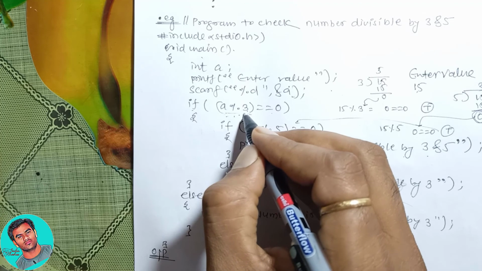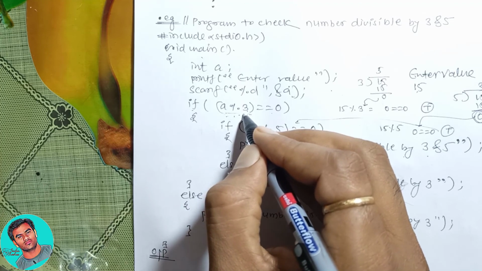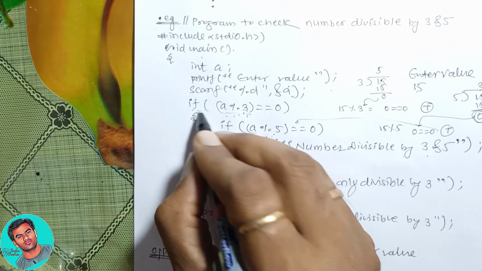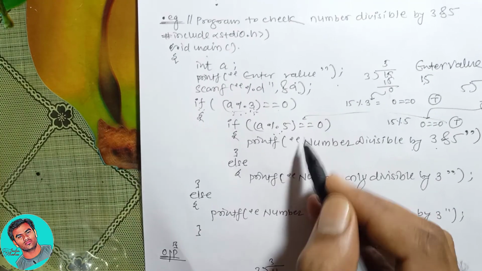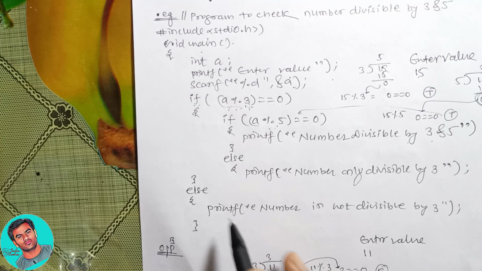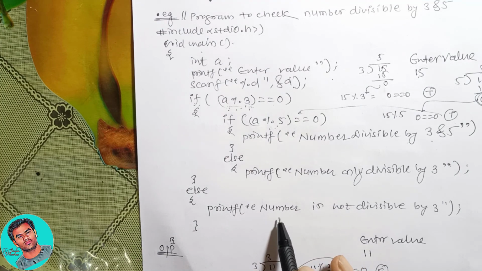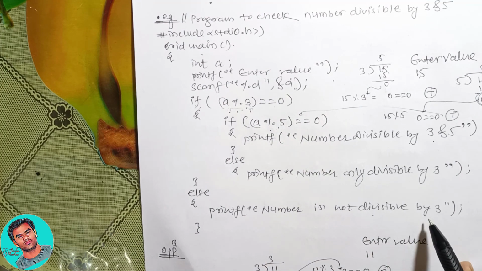That means if false comes here, the number is not divisible by 3. So if the condition is false, we are not executing this block, we are executing the else block, and what we wrote in the else block is: number is not divisible by 3.